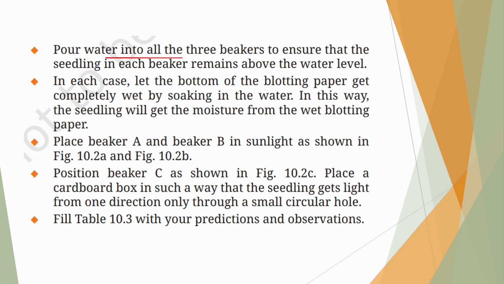Pour water into all the 3 beakers, but we must make sure that the seedling in each beaker remains above the water level. In each case, let the bottom of the blotting paper get completely wet by soaking in the water. In this way, the seedling will get the moisture from the wet blotting paper. The blotting paper must be soaked in the water. Then only the seedling will get moisture from this wet blotting paper.